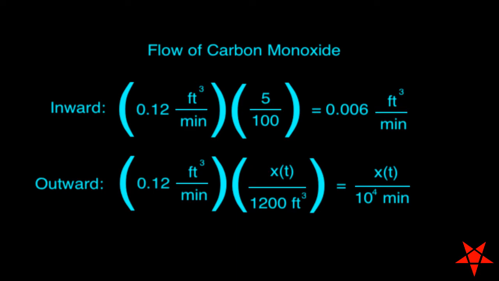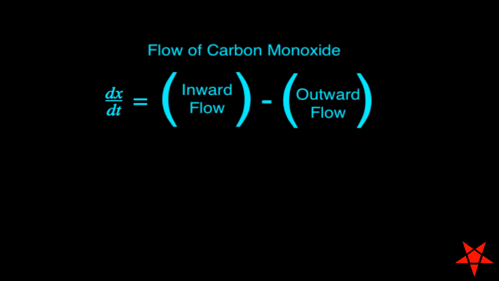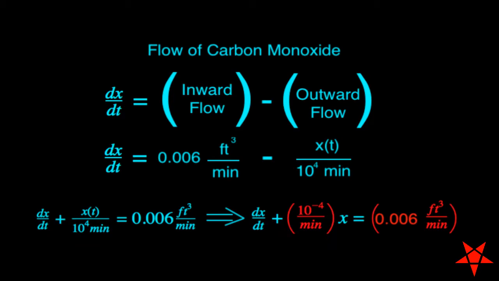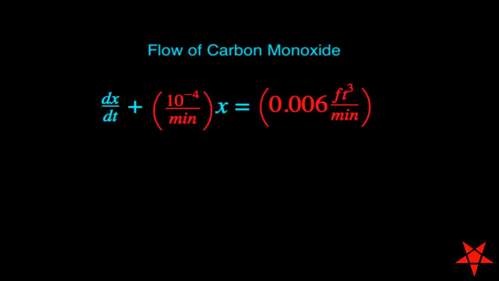From here, we need to take these inbound and outbound flow rates and combine them into an expression for the derivative of the volume of carbon monoxide present in the room with respect to time. Now we have something that looks like a linear first-order differential equation. If we move the term containing x of t to the left-hand side, then we find that we can use an integrating factor to solve for x in terms of t.